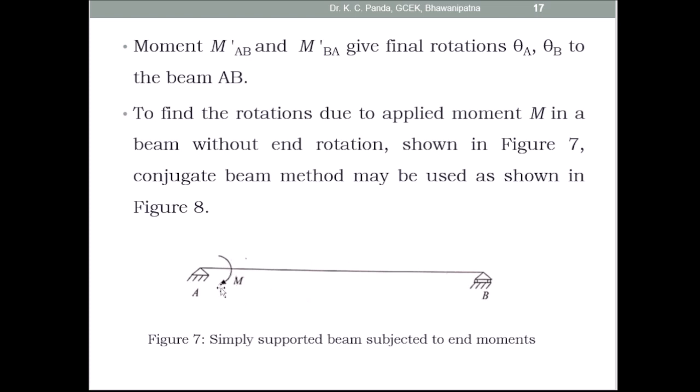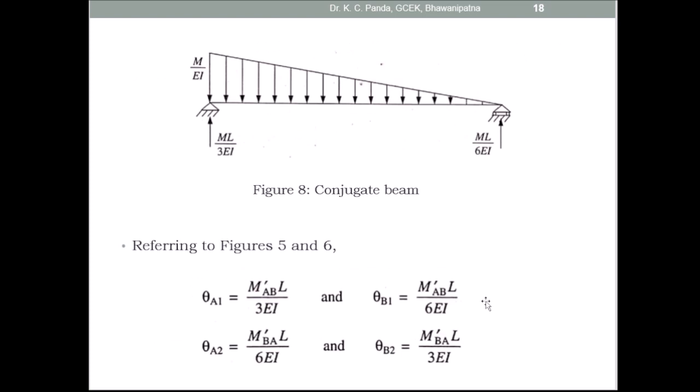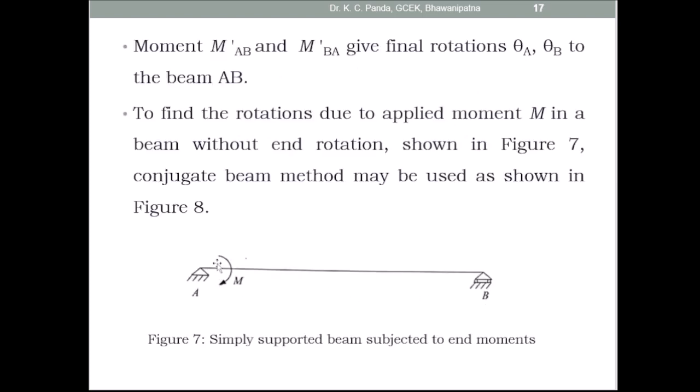The rotations due to the applied moment can be found out by using the conjugate beam method. So this is the simply supported beam subjected to the end moments M. Here you have to find out what is the rotation at A and at B. When the moment is acting this side at A, what is the rotation theta A1 and theta B1? This you can find out by using the conjugate beam method.